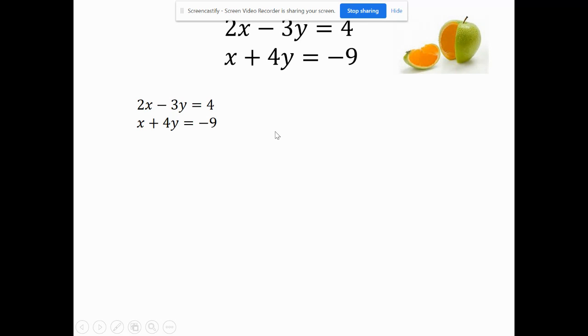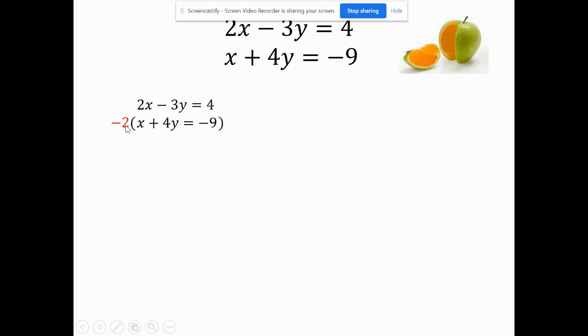So what I need to do is this. I'm going to need to make one of the numbers be the same or its opposite. So now what I want to do is this. This is a little Coach Stoney special here. This is a 2 up here, 2x, and there's just a single x here. So what would happen if I multiplied it by -2?